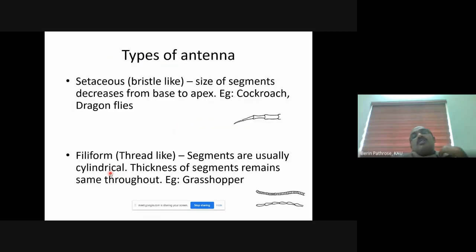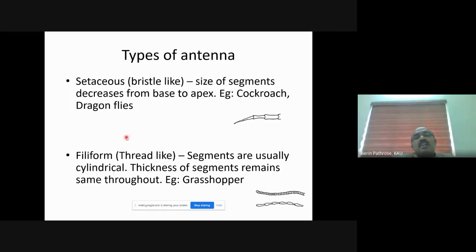And now we will see the types of antenna. What we discussed was its basic structure. The antenna is varied into different forms in different insects. It's not a difficult thing to study the types of antenna, but it's a usual question: what is the structure of antenna and what are the modifications in insects? It is usually asked as an essay question in the final exam.